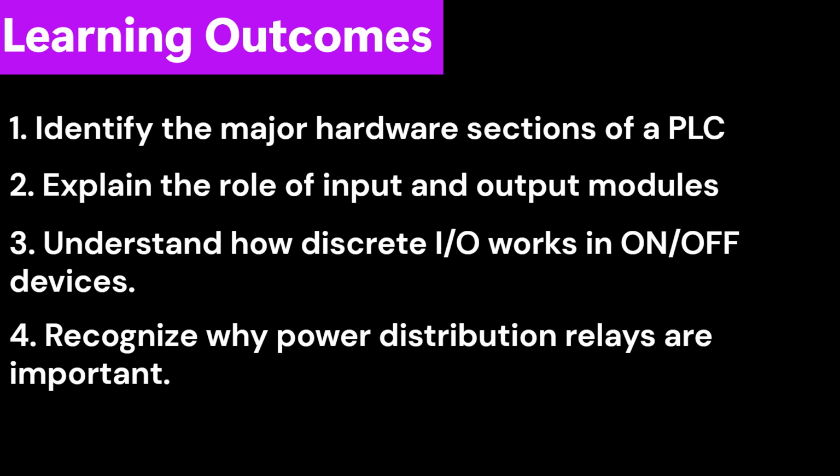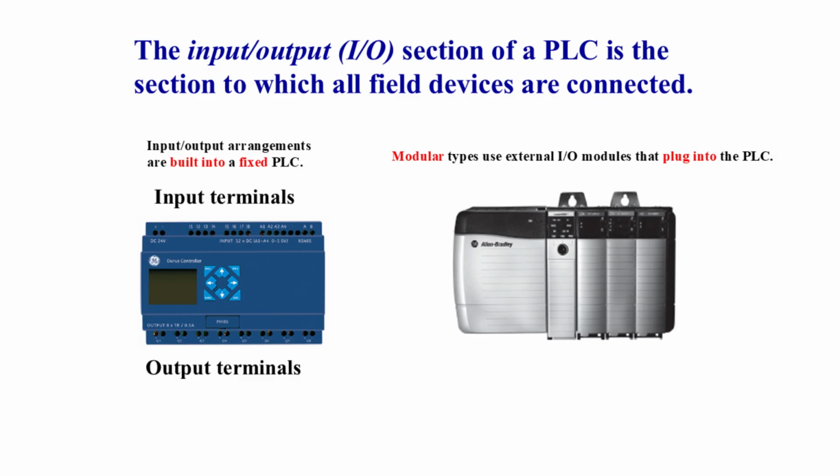Let's get started. The input-output section of a PLC connects the controller to the outside world. Fixed PLCs have built-in I/O terminals that limit the number of devices that can be connected, while modular PLCs use plug-in I/O modules that can be expanded or customized for the application. The I/O acts as the bridge between the CPU and field devices, allowing the processor to receive information from sensors and send commands to actuators.